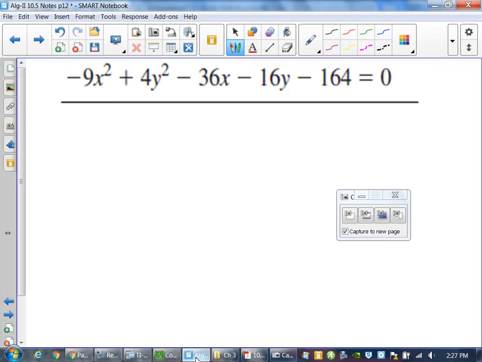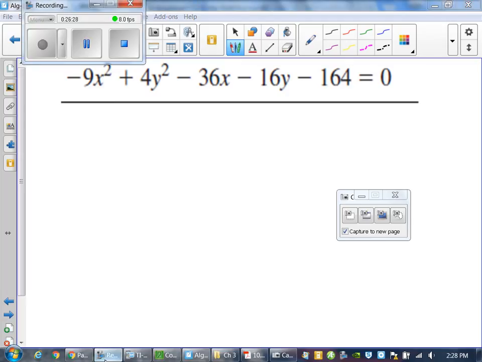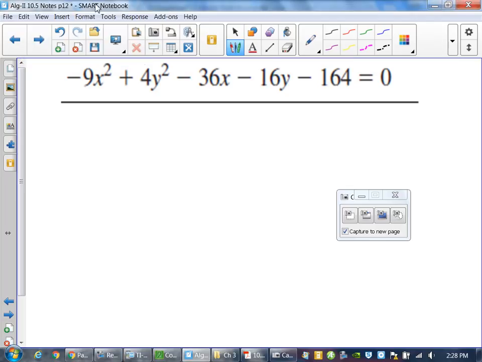So again, as we start this one through, remember what we're going to work on. We're going to start by moving stuff around. You always want to move stuff around so you get your x squareds and your y squareds together. In this case, I get negative 9x squared minus 36x plus 4y squared minus 16y is 164. Are we okay with that? All right.